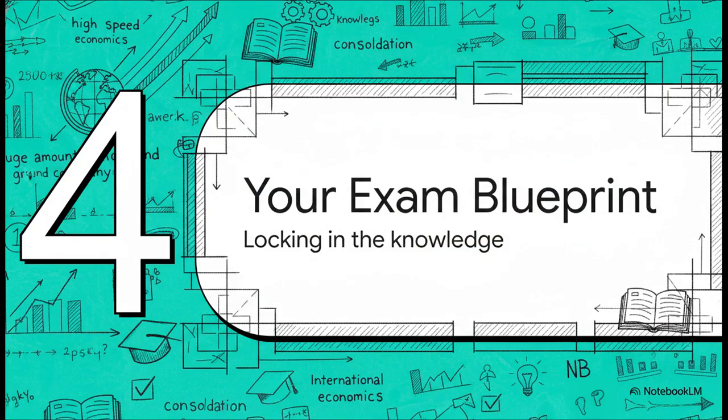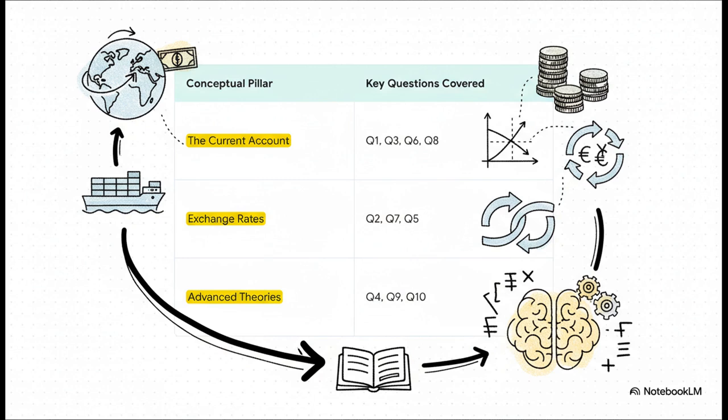Whew, we have covered a ton of ground at a really fast pace. So let's just take a breath and pull everything we've learned together into a really powerful revision tool, your own personal exam blueprint. Just look at how neatly all 10 of those questions fit into our 3 main pillars. We had 4 questions on the current account, 3 on exchange rates, and 3 on those key advanced theories. When you start organizing your revision like this, breaking down the massive topic into these smaller chunks, it becomes so much clearer and way easier to handle.